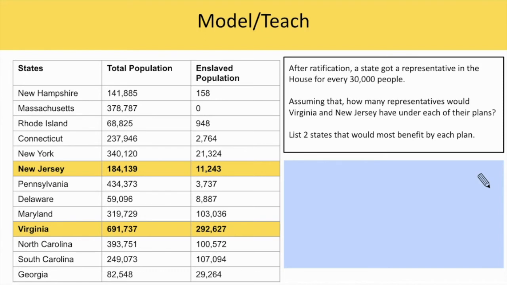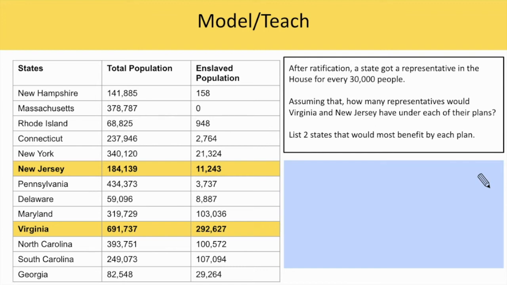What I find is that under the Virginia plan, Virginia would get 23 representatives and New Jersey would get 6 representatives because under the Virginia plan, the number of representatives was determined by the size of the state's population. Under the New Jersey plan, Virginia and New Jersey would both have equal representatives because under the New Jersey plan, states would be represented equally so that all states had the same power.